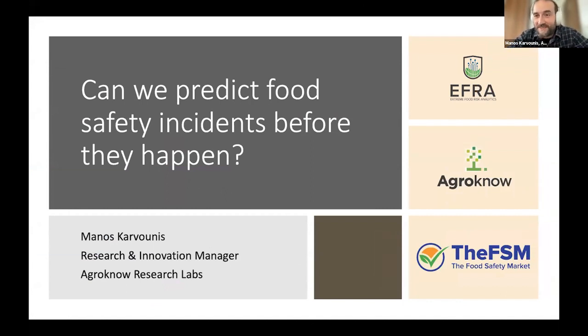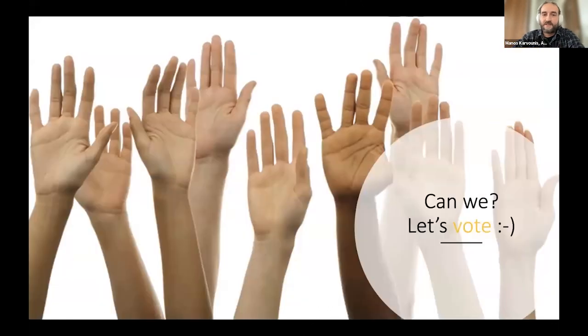So, provocative title here and only 5 minutes to talk about it. Can we predict food safety incidents before they happen? And how can this fit into what John talked about for improving food safety and maybe reducing product recalls that hit the market? So let's see.